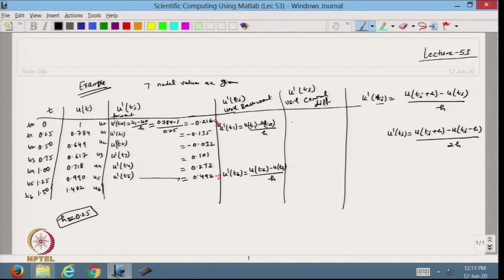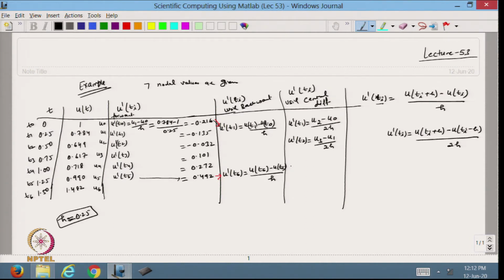So if I want to find this value, I can take the value of u dash at t1. This will be u2 minus u0 divided by 2h. Then I can take u dash at t2. It will be u3 minus u1 divided by 2h.